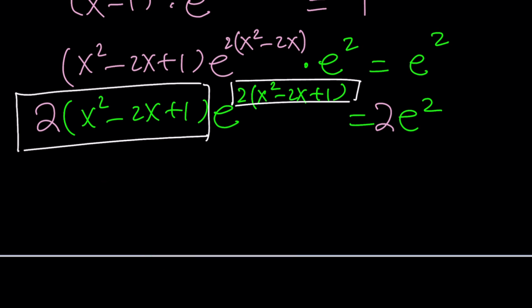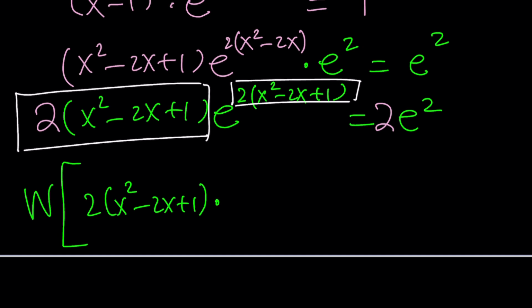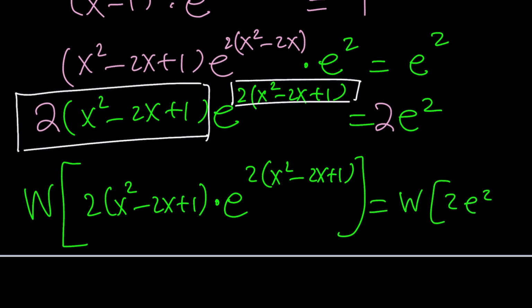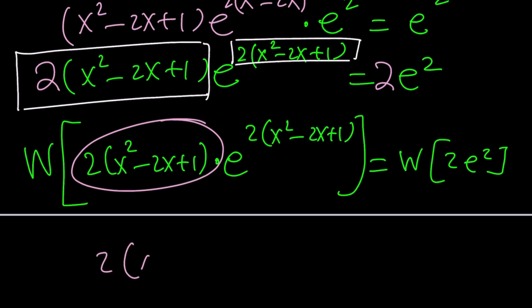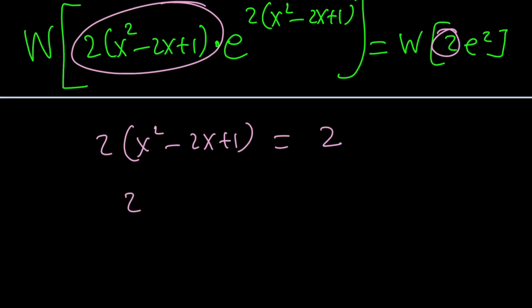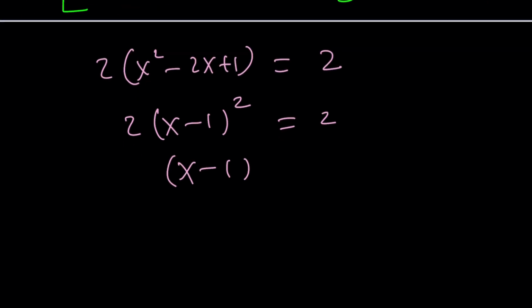So here's the thing. We're going to apply Lambert's W function on both sides, and that'll give us Lambert's W of 2 times x squared minus 2x plus 1 times e to the power 2 times x squared minus 2x plus 1 equals W of 2 times e to the second power. Here, we're going to get our t, which is 2 times x squared minus 2x plus 1. And here we're going to get our c, which is 2. Awesome. What does that mean? It means that we can write this as x minus 1 squared now and divide both sides by 2. We're going to get x minus 1 squared equals 1.